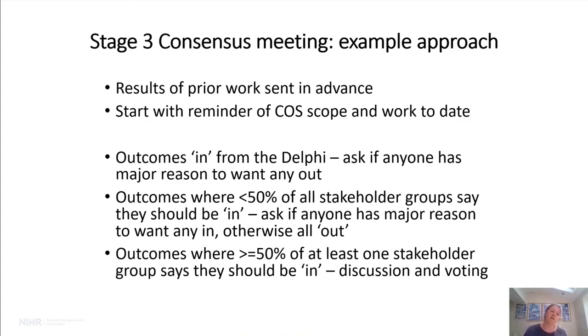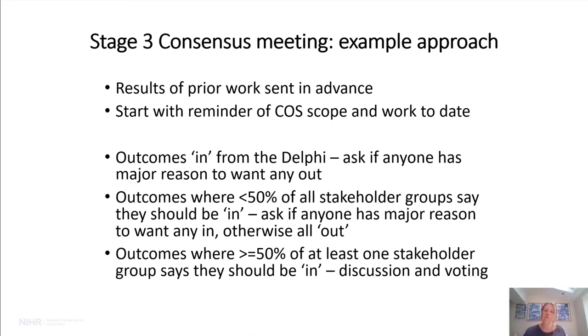You start the meeting with a reminder of what this is all about, because it may be a few weeks since they last scored the Delphi. Generally speaking, you look at the outcomes that are in from the Delphi, and you don't really want to overturn a Delphi, not if it's been done well and has involved far more people than you have at your meeting. So we work on the basis that for things that are in from the Delphi, you only ask if there's any fatal flaw with them that means they should go out.